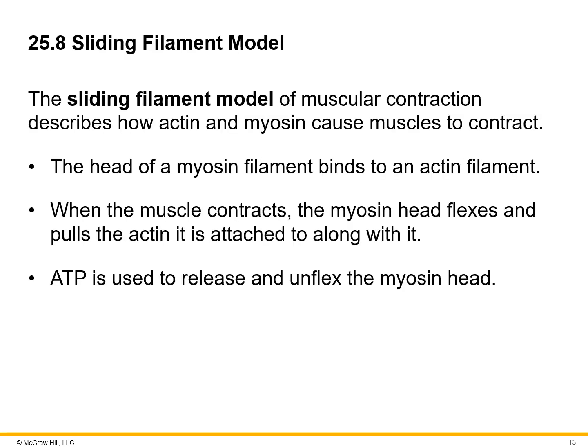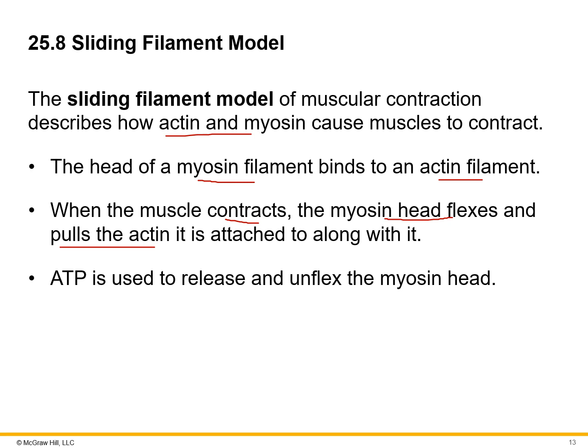So how these movements actually occur is referred to as the sliding filament model. This describes how the actin and myosin work together to cause muscles to contract or shorten in the isotonic. Now the head of what's called a myosin filament, again, these are proteins, so it has a head region. It binds to an actin filament. So you have myosin attached to actin. Whenever the muscle contracts, the myosin head flexes, and it literally pulls the actin along that it's attached to. So again, that myosin head flexes and it pulls the actin along with it.